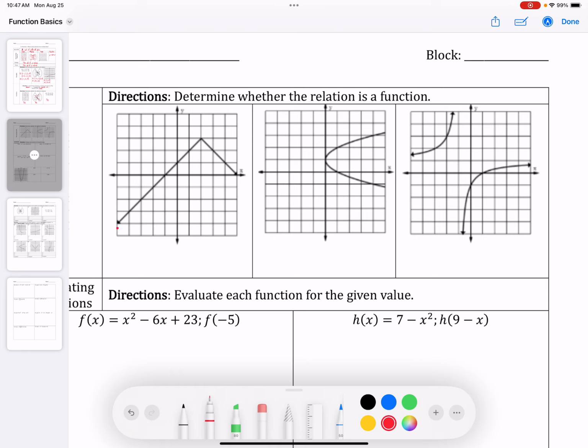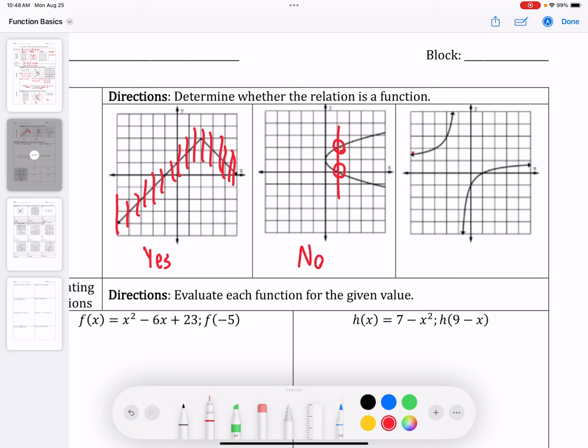So what you're doing is you're taking a vertical line and you're imagining it moving across the graph. So I'm moving across the graph right now with a vertical line on this one. And if it only touches once, it passes, which means, yes, it is a function. Okay? For example, on this next graph, if I draw a vertical line here, it touches twice, which means it fails and it's not a function.